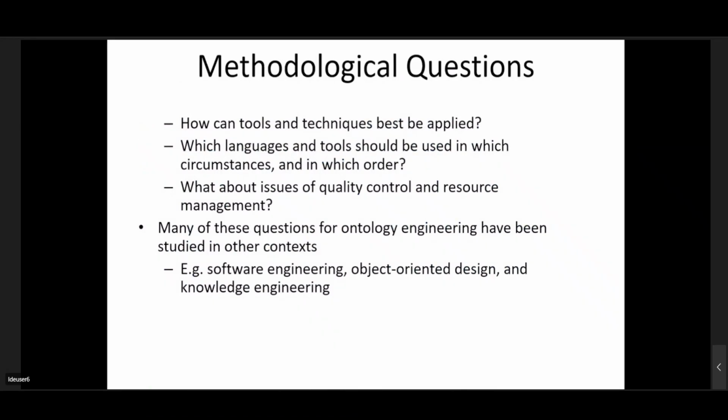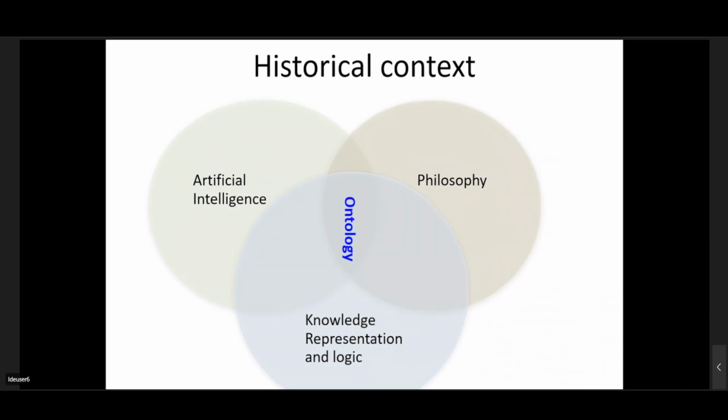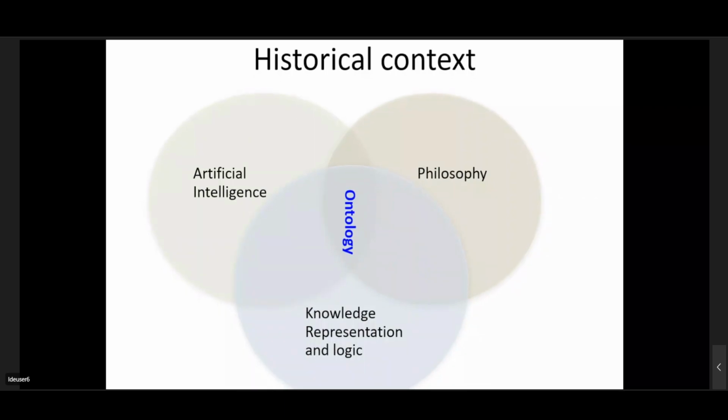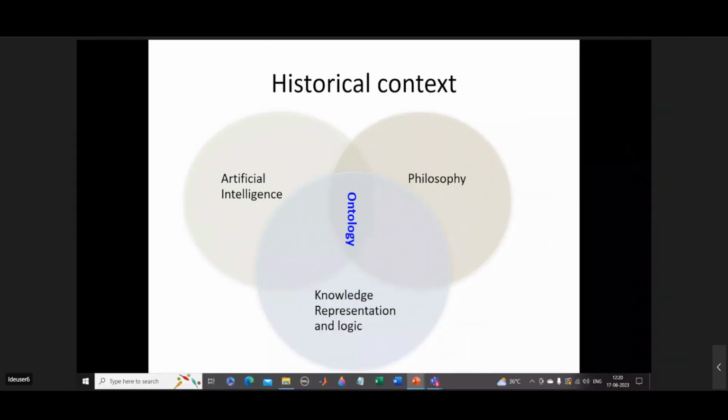How tools and techniques can be applied. So there are many questions on this ontology engineering. So in the historical context, what is ontology? It is an intersection of artificial intelligence, philosophy, knowledge representation and logic. So we know about AI, and we know what knowledge representation is and how we present it in a logical format, right? And philosophy, what is it?